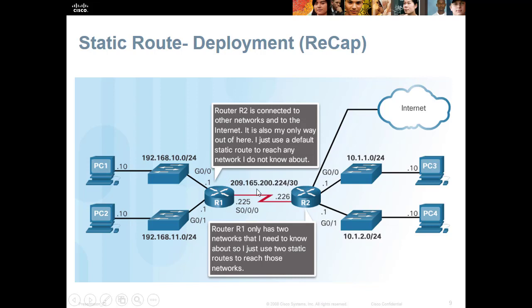So for this entire topology, we'd really need 4 routes. Default route from Router 1 to Router 2, default route from Router 2 to the internet, and then 2 static routes specifying the 2 subnets of 10 and 11, targeting Router 1.